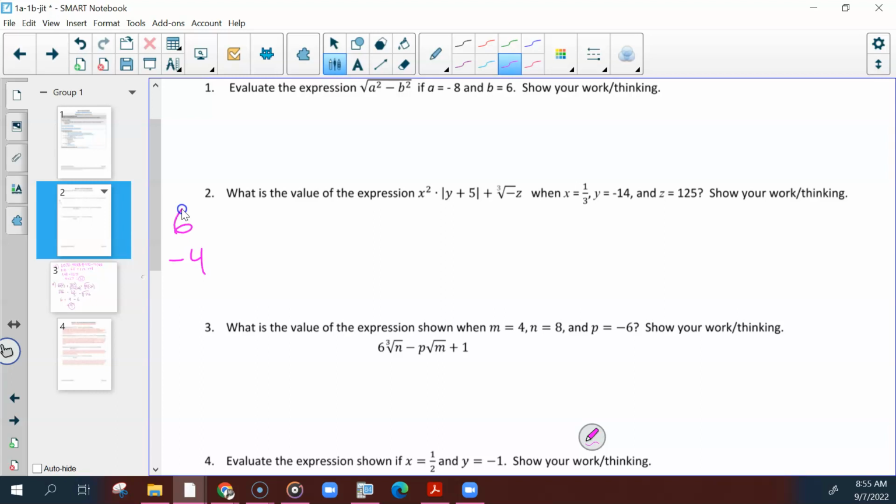Alright, so let's put these in and see which of these is correct. So x is 1/3. I'm going to put that in parentheses and put the square outside of that. Then we are multiplying to the absolute value of y plus 5. Y is negative 15. Then we are adding to the cube root of z, which is negative 125.